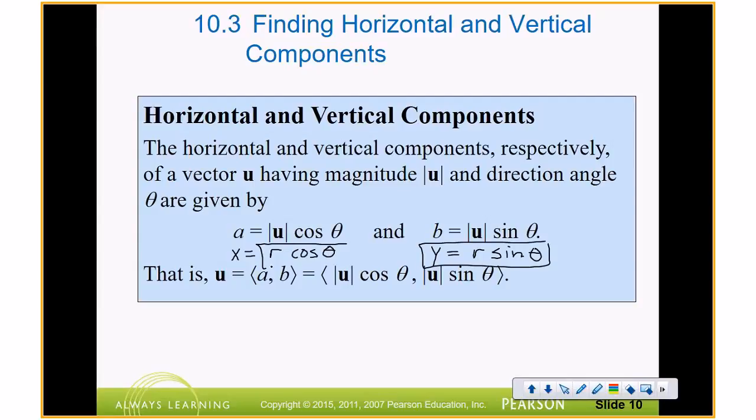The little r is the position vector. That's basically the hypotenuse. The little r is the hypotenuse. Big R is the result.